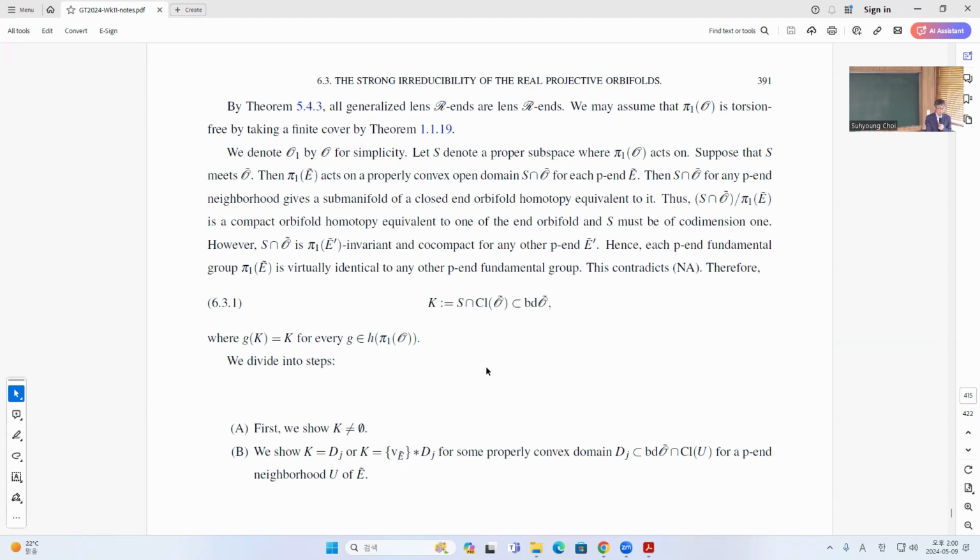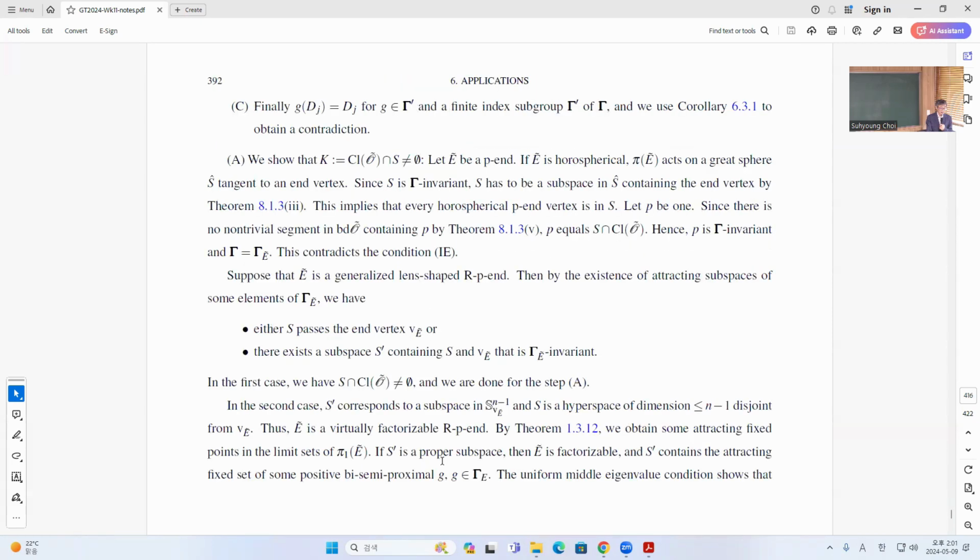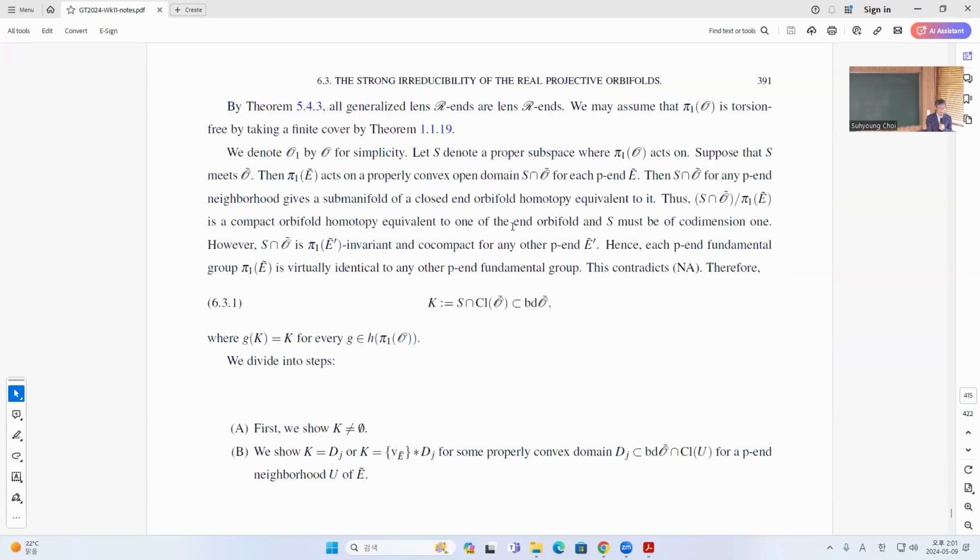Okay, so first we show that K is not empty. Because if S is actually empty, then there's an easy argument to show this cannot happen. And if not, then this is some kind of open convex domain, or it's just a cone like this with some PN neighborhood. And because this also is in the n fundamental group, where the n fundamental acts cocompactly, so then these are actually invariant under the whole group. So this TJ is okay.